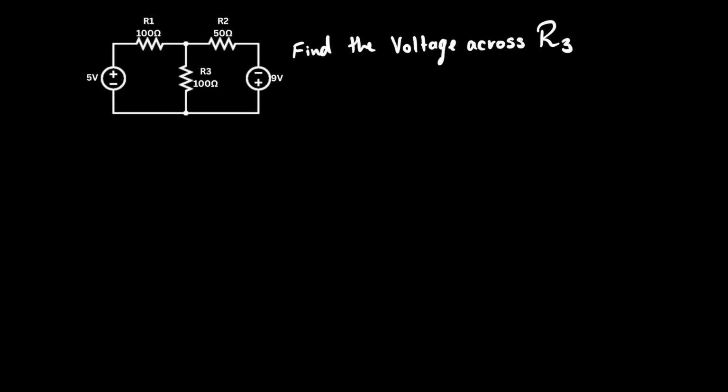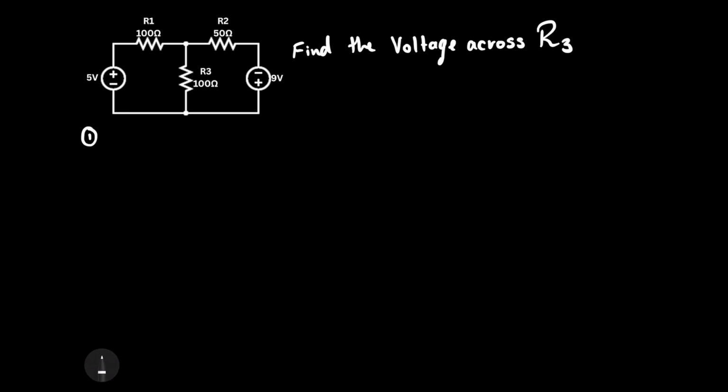Today we're going to be solving for the voltage across the resistor R3 in the circuit with two voltage sources, a 5-volt battery on the left and a 9-volt battery on the right. We're going to explore the node voltage method and break this down into 3 key steps.